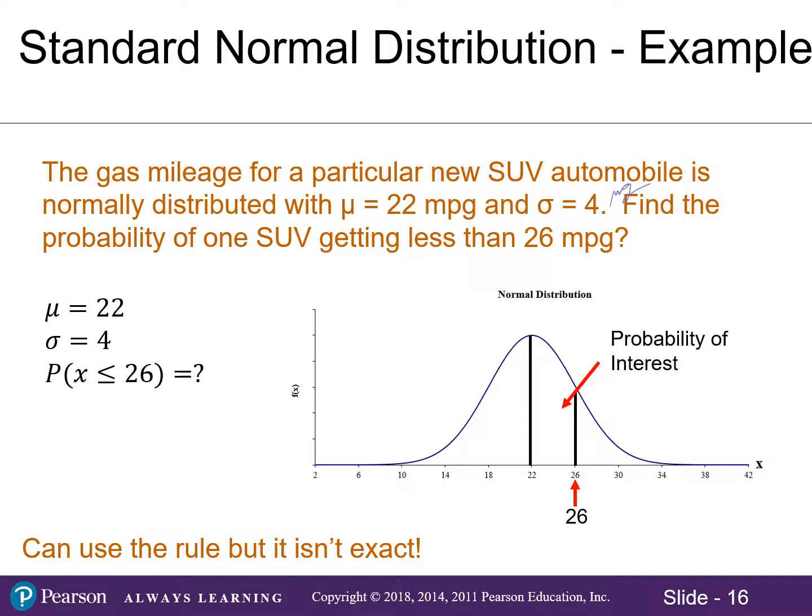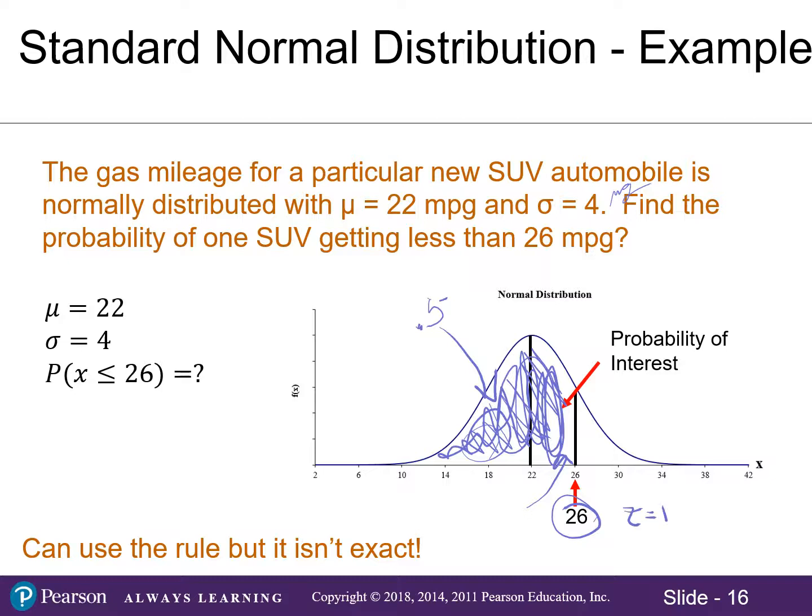Suppose we were interested in figuring out the probability that one SUV gets less than 26 miles per gallon. So we want all this stuff in here. I'm hoping you notice you can estimate this using the empirical rule. I know that half the distribution, the stuff to the left of 22, is 0.5. And the stuff here is one standard deviation away from the mean, because 22 plus 4 is 26. So this is the same as z equals 1, and I'll get into that in a second if you're not sure I'm right about that.